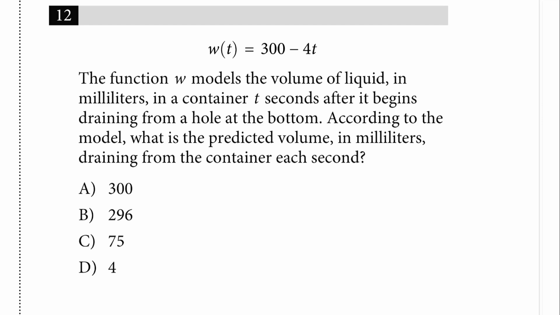The function W models the volume of liquid in milliliters in a container t seconds after it begins draining from a hole at the bottom. According to the model, what is the predicted volume in milliliters draining from the container each second? Well, based on the formula here, you're starting with 300 and it's decreasing by 4 units every t seconds. So the answer is D.